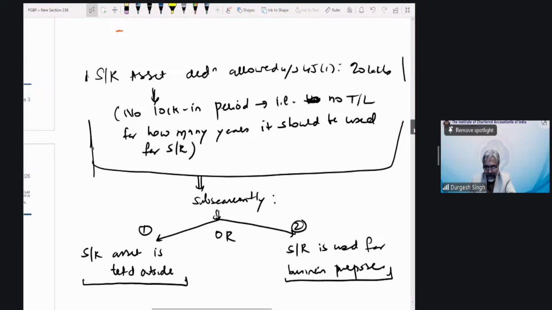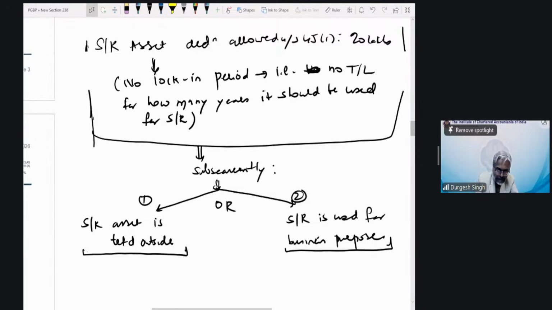Now, in this context, say for example, herein, if it is sold directly outside, students, so what has been sold? Tell me, what has been sold in this case? It is an asset that has been sold. So if an asset, which is a capital asset, has been sold, then where should the chargeability be attracted? The chargeability, students, should be attracted under the head capital gains. Do you all agree? Because the asset has been sold.